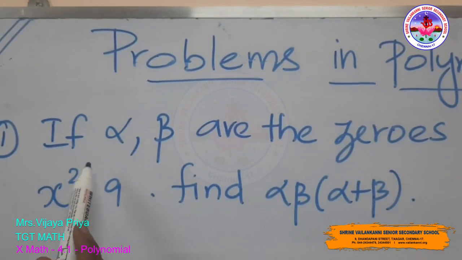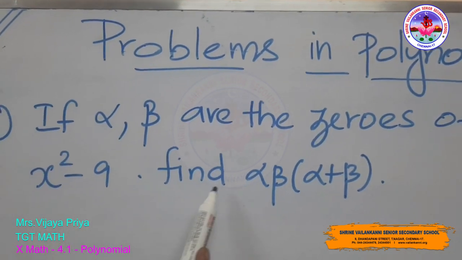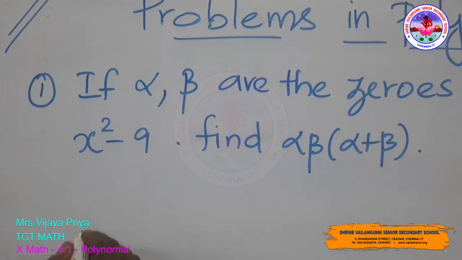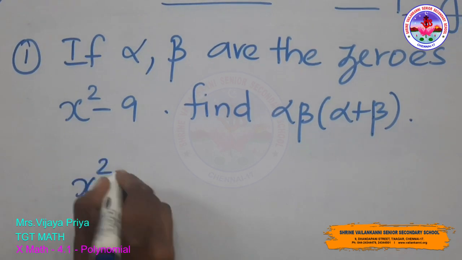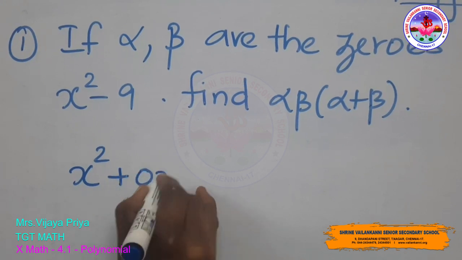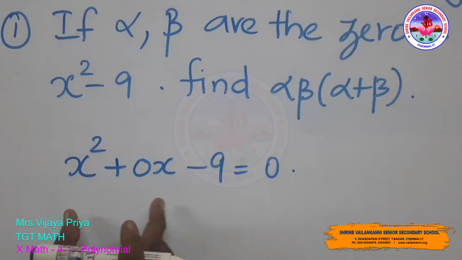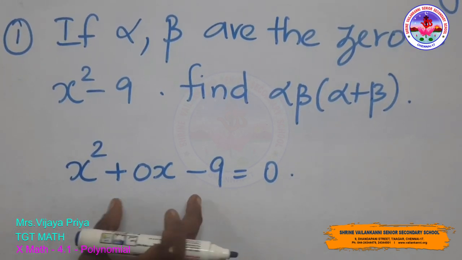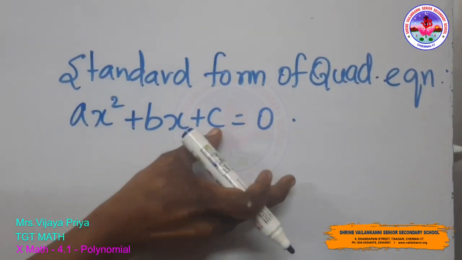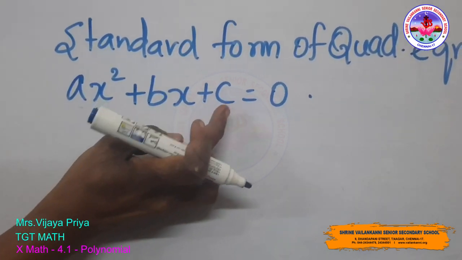First problem: if alpha beta are the zeros of the polynomial x squared minus 9, find the value of alpha beta into alpha plus beta. I am going to write the quadratic equation x squared minus 9, where x is absent here, so I am writing it as x squared plus 0x minus 9, which is equal to 0. Now I am going to pick up the values of a, b and c, comparing this with my standard equation ax squared plus bx plus c, where a is the coefficient of x squared, b is the coefficient of x and c is a constant.